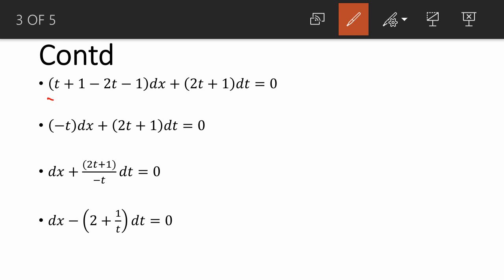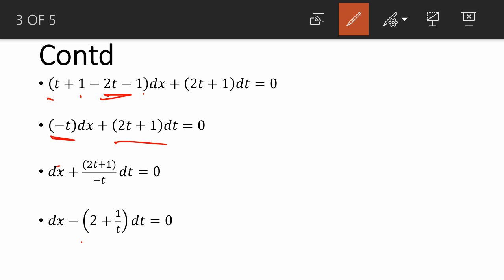You can see that t minus 2t here will give us minus t. Then 1 minus 1 is 0. So you have just minus t dx, then plus (2t + 1) dt, equal to 0. Now this is already looking like a homogeneous equation. Not really a homogeneous equation, a separable variable, sorry.